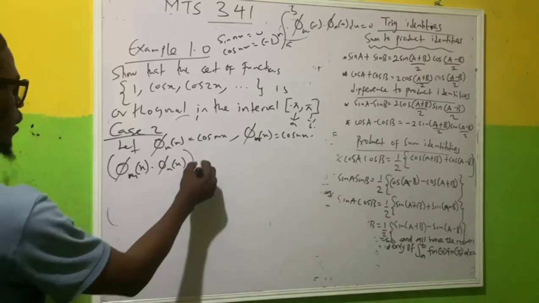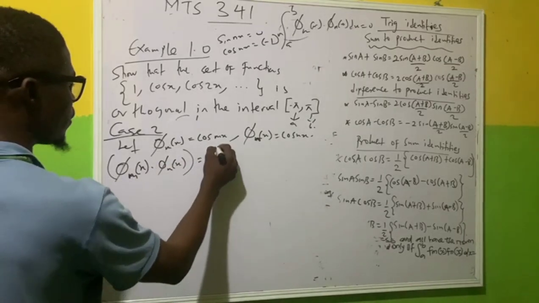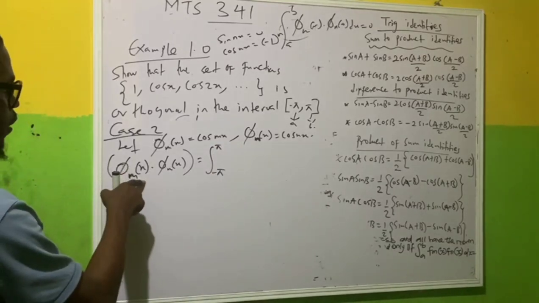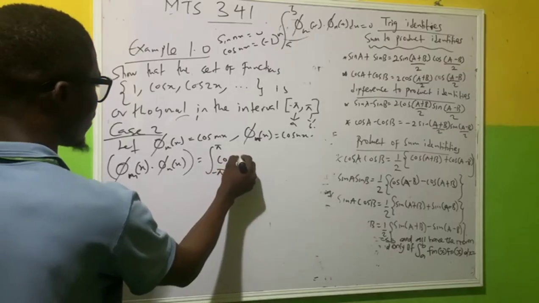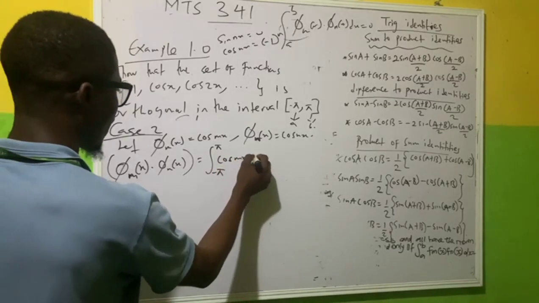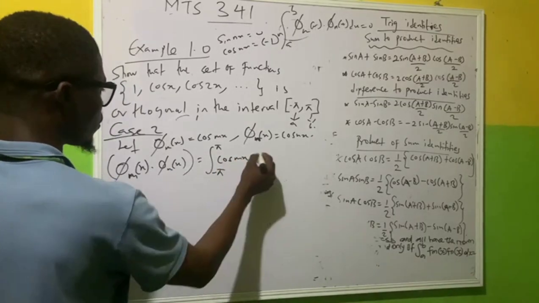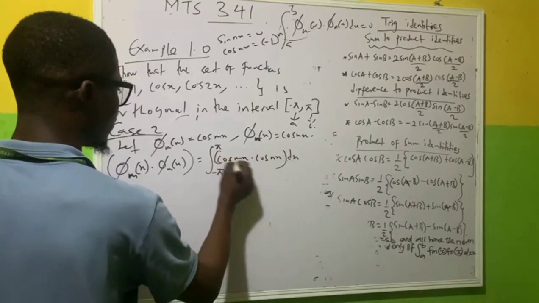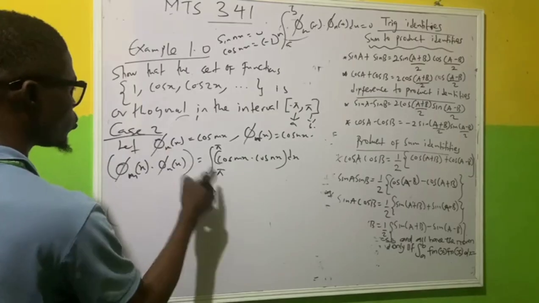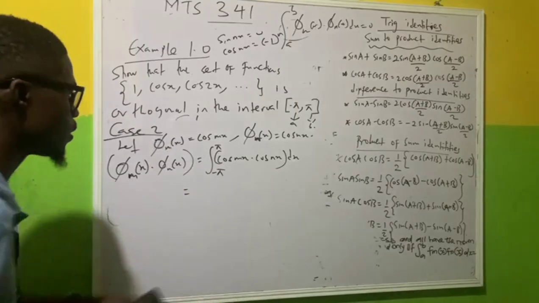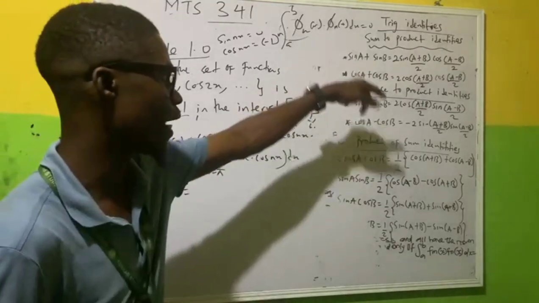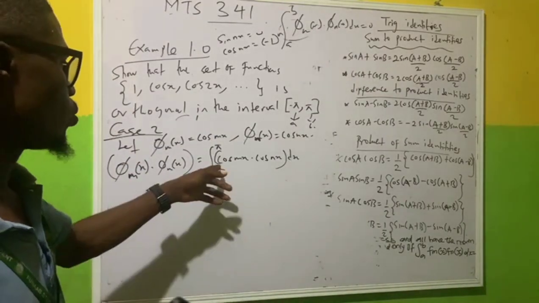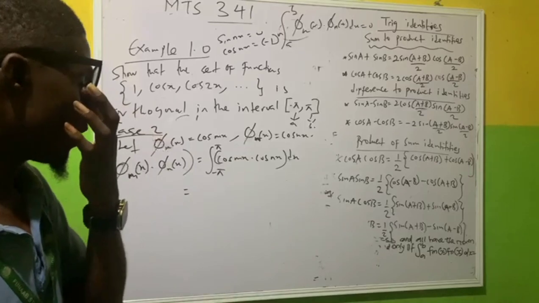So this is what we do. You dot it inside, then you have the integral from minus pi to pi. So what do we have for phi m of x? We have cos mx times cos nx, then dx. Everything carrying dx, alright? So no stress. Now this one we cannot integrate unless we express it with a trigonometric identity. So we are going to be using the product to sum rule, okay?